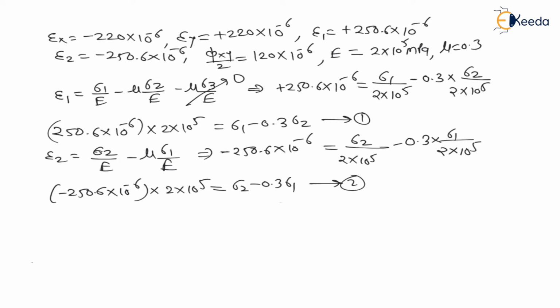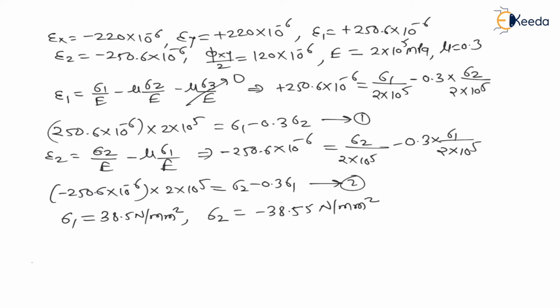If you solve equations 1 and 2, two equations and two unknowns, with simple mathematics you will find that sigma 1 is equal to 38.5 Newton per mm square, and sigma 2 is equal to minus 38.55 Newton per mm square. This is the method to find them.